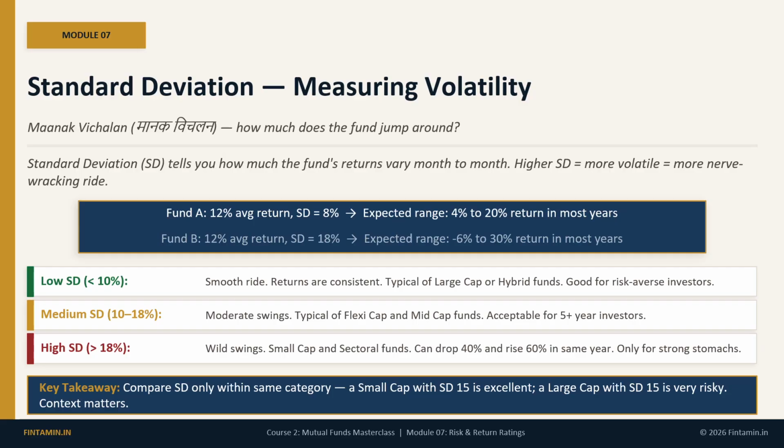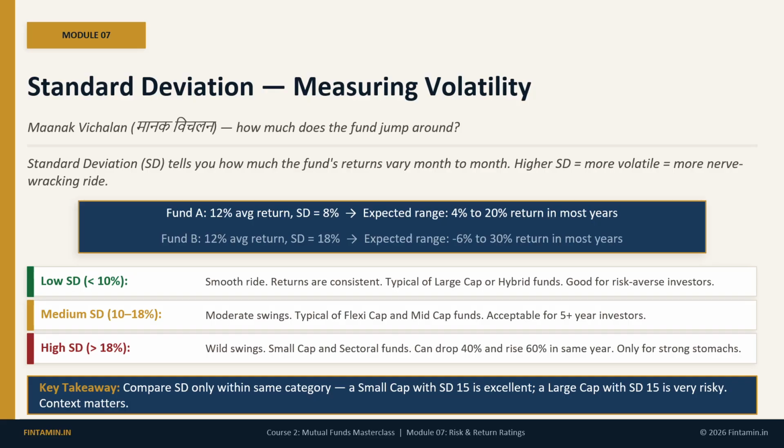Practically, if you check two similar funds and one has consistently lower SD with similar returns, choose the lower SD fund. Less volatility for the same return is always better. Risk stored. Now let us talk about tax.